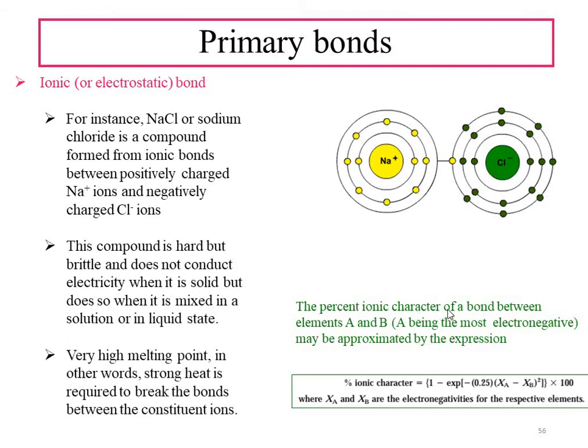The percentage of the ionic character of a bond between elements A and B, A being the more electronegative, may be approximated by the following expression. Any compound will exhibit some percentage of ionic character and some percentage of covalent character. The percentage of ionic character can be calculated with the help of this equation, where XA and XB are the electronegativities of their respective atoms. So this is about the ionic bonds.